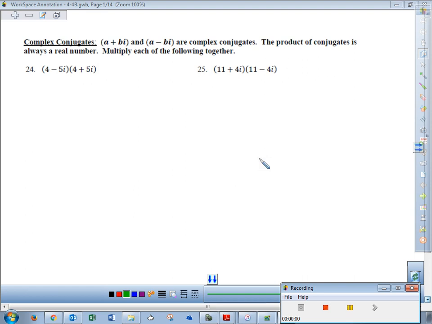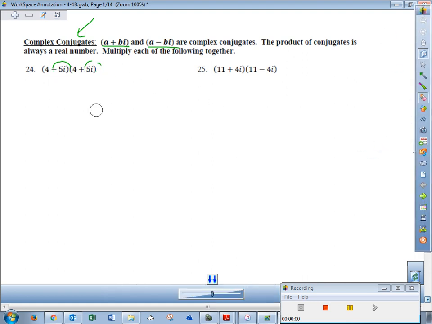This is 4.4b in college algebra, doing a little more with the complex numbers. We discussed complex conjugates just a little bit last time. Conjugates, again, is when you have the same quantity, but the sign between them is different, right? So we are multiplying complex conjugates together here, because you have a real number and an imaginary number combined together in an addition or a subtraction problem. So that's a complex number.